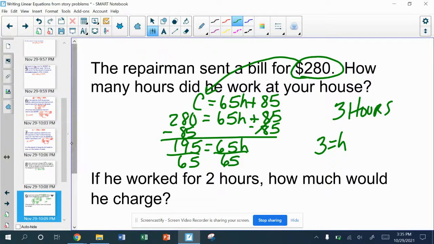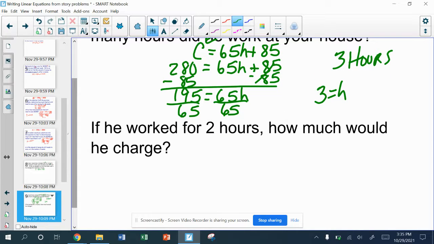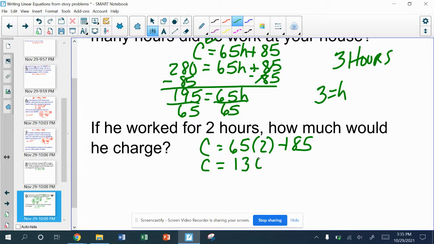Now, what if I don't know how much the total bill is, but what if I know that he worked for 2 hours? I would want to know how much I should be expecting him to charge us. So I don't know the cost right now, but I do know that the hours would be 2. So 65 times 2. And 65 times 2 would be 130 plus 85. That should be $215, I believe. Yes, $215.